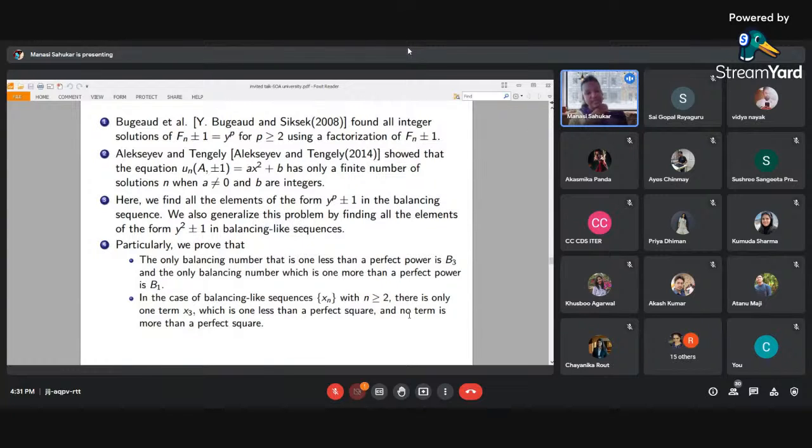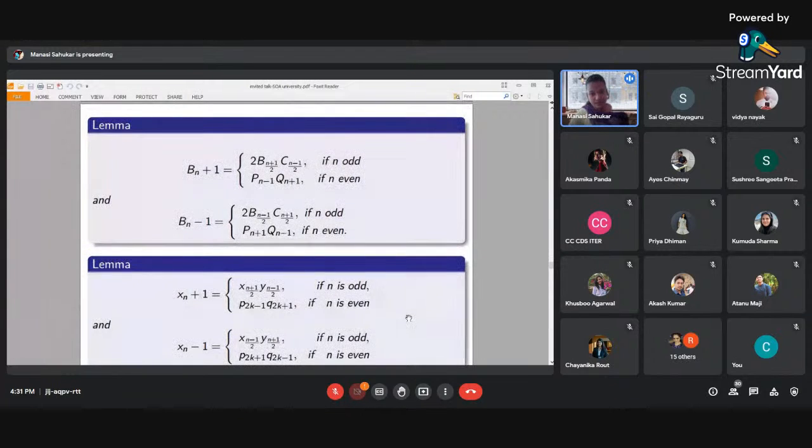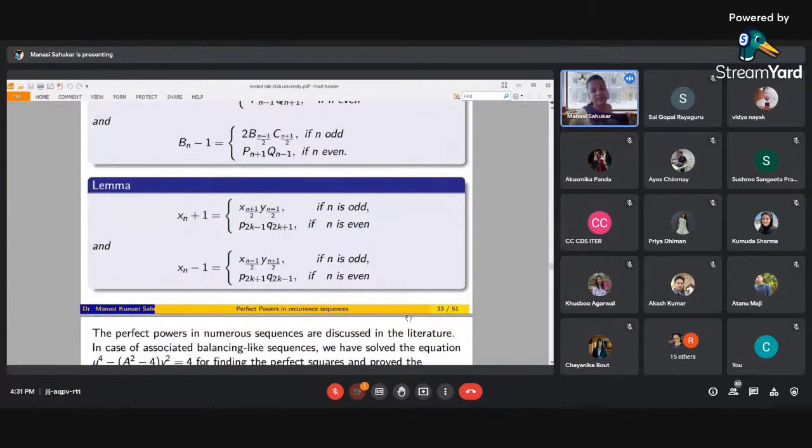In the same case, for the balancing-like sequence, there is only one term, X3, which is 1 less than a perfect square, and no term is 1 more than a perfect square. We have also tried to find some factorization so that it will be easy to get the solution. So we have tried to find a factorization for Bn plus 1 and Bn minus 1. We found the factorization. Same thing in the case of the balancing-like sequence, Xn plus 1 and Xn minus 1. We have tried to find the factorization for this.